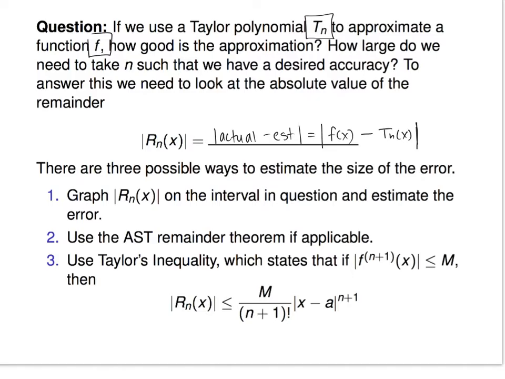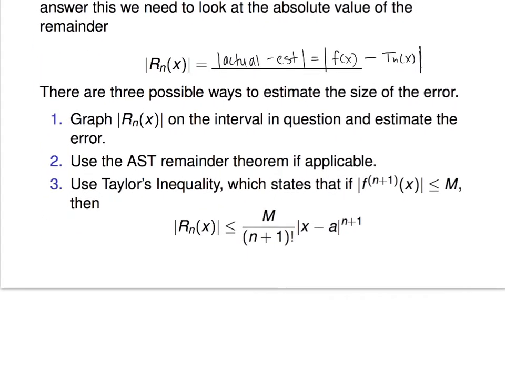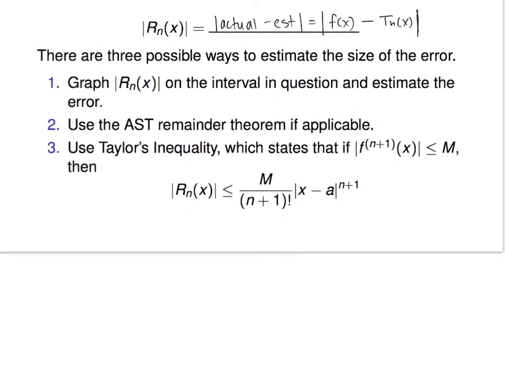The other thing you can do is, if you have something that is alternating, you can use that AST remainder theorem, which is a really sweet theorem. We like that remainder theorem. And if you don't have things that alternate, you can use something called Taylor's inequality. This inequality is proved in your book. I'm not going to prove it to you. But what this says is that the absolute value of a remainder is less than or equal to a constant M, which we'll talk about in a sec, over n plus 1 factorial, so one more than what you left off at, times x minus a to the n plus 1.